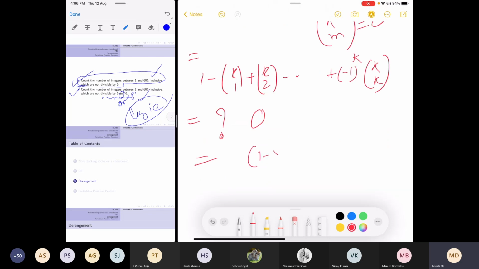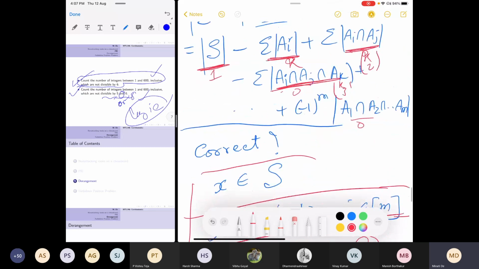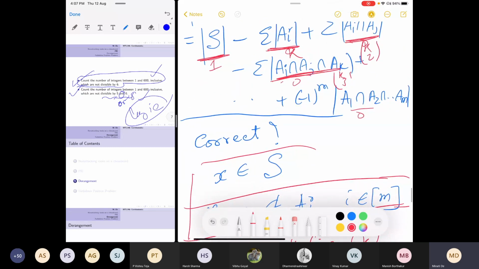So we know (1 minus y)^k is basically this expansion, and this term will come. If you just put the value of y to be 1, then you will get this expression, which is nothing but 0. So it comes from the binomial theorem. In other words, we have the concrete proof. So we have just two statements for proving the principle of inclusion exclusion.